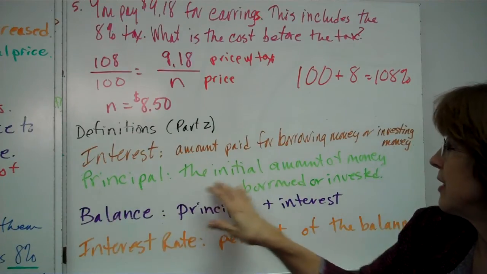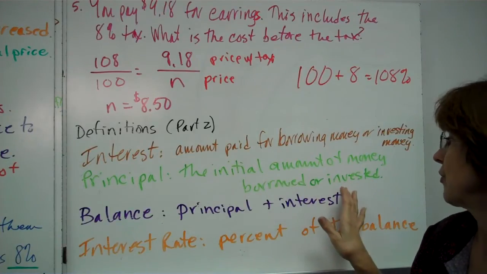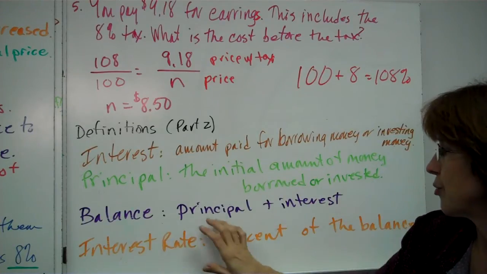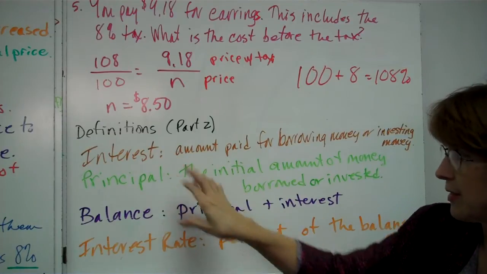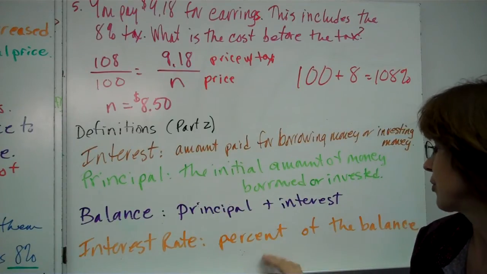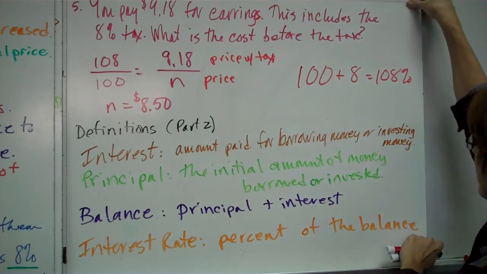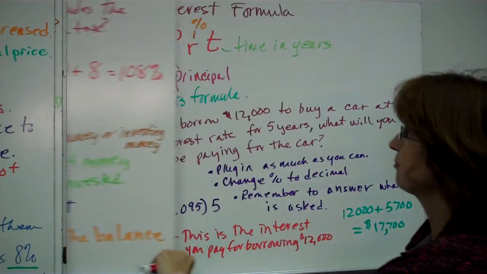Okay, principal is the initial amount of the money that you borrowed or invested. Balance is the principal plus the interest. It's these two things added together. And the interest rate is simply the percent of the balance. Okay, so let's apply all that.